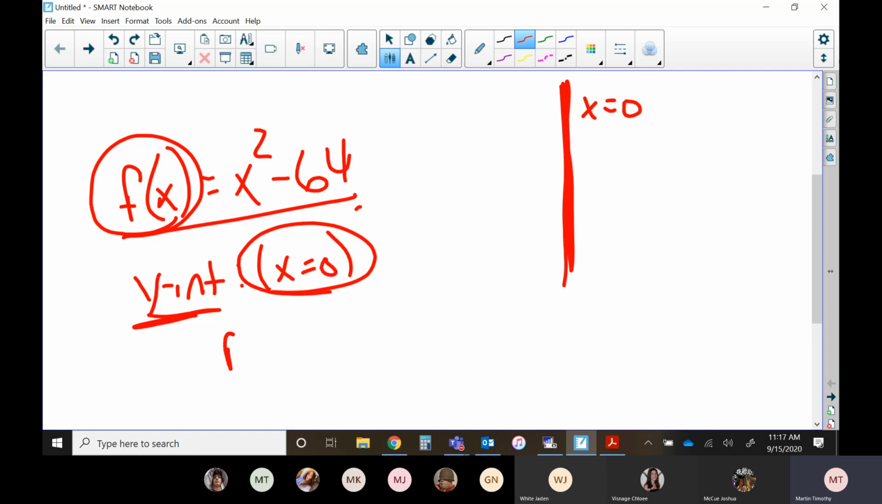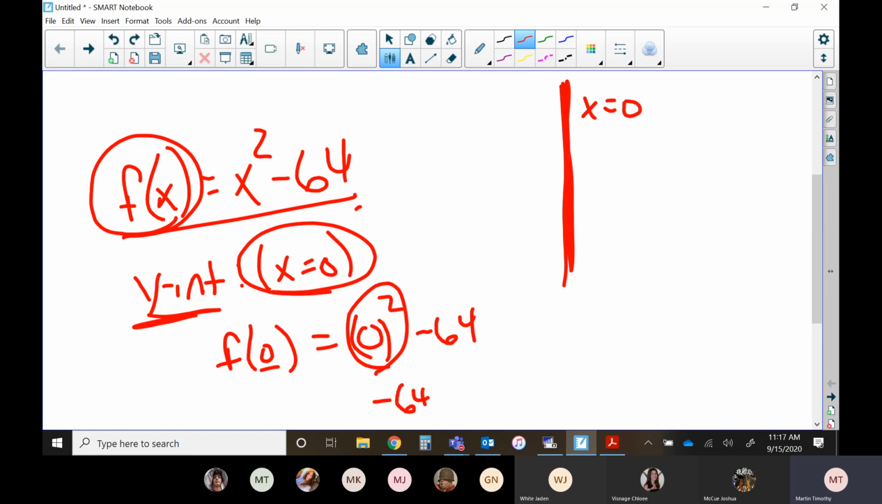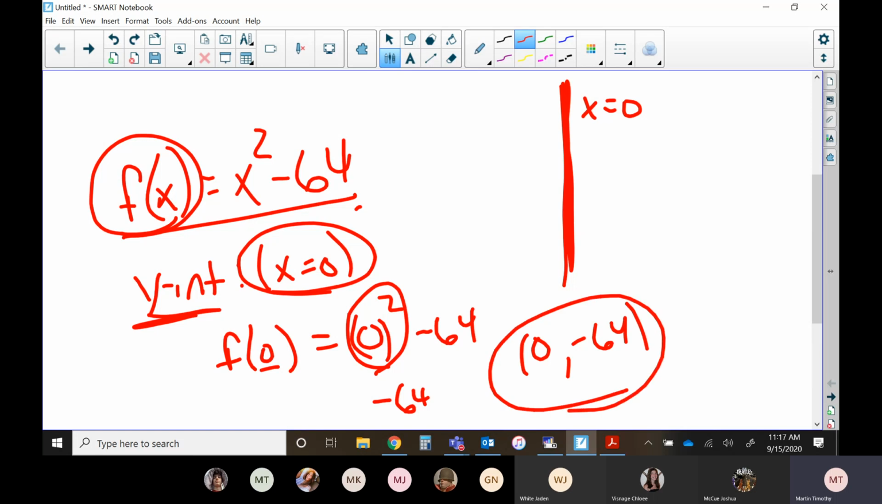And then what does that mean? That means you're finding f at 0, right? Because that means my x is 0. And that means you're going to put a 0 in for x. Remember, always use parentheses. 0 squared is 0. 0 minus 64 is negative 64. So (0, -64) would be your answer for your y-intercept.